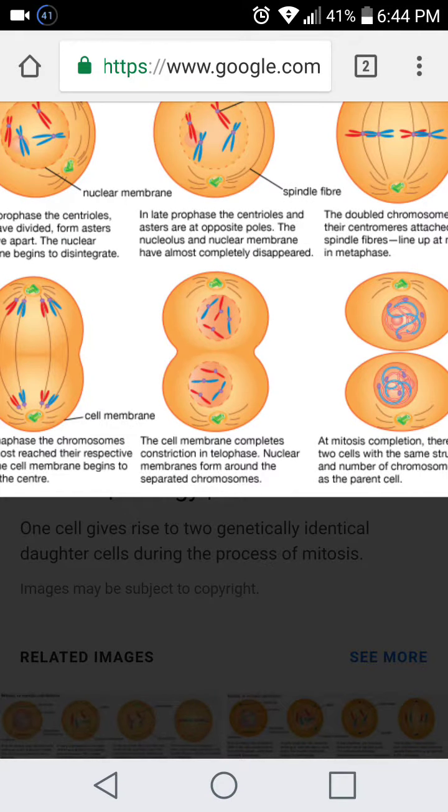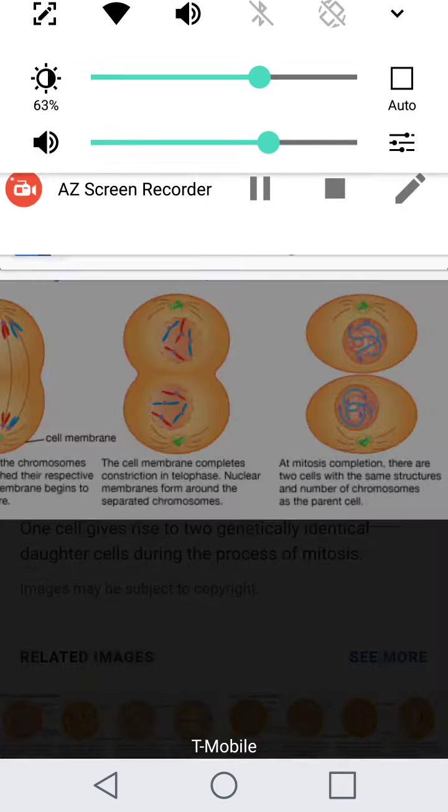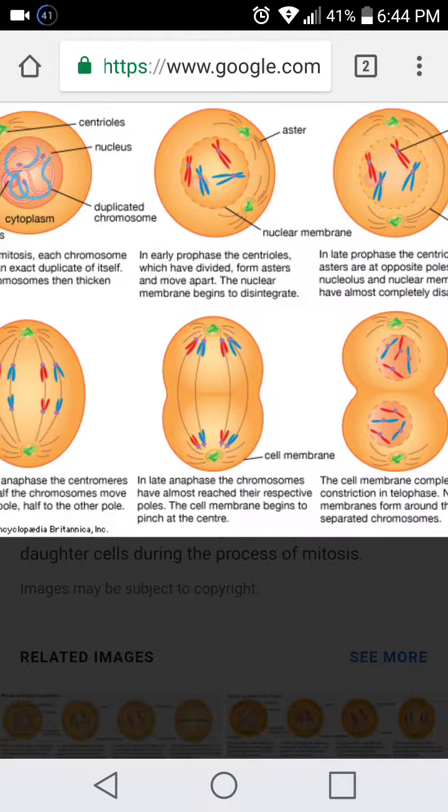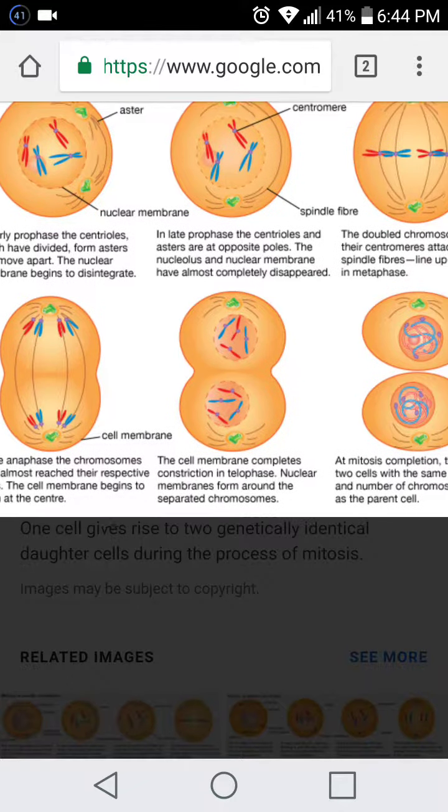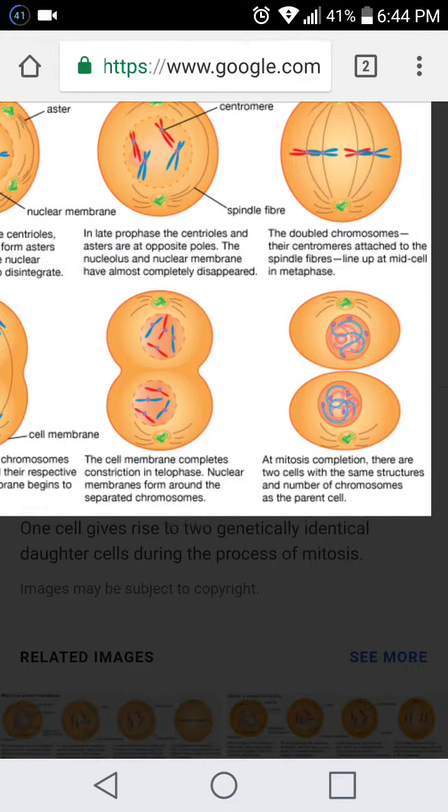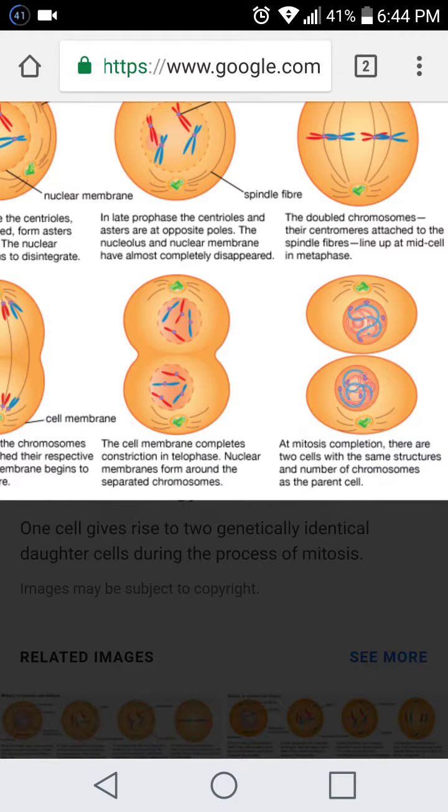I'm sorry, I kind of stuttered there for a second. Here are the other phases. You can read this. I could read it for you, but I'm sure you can read.